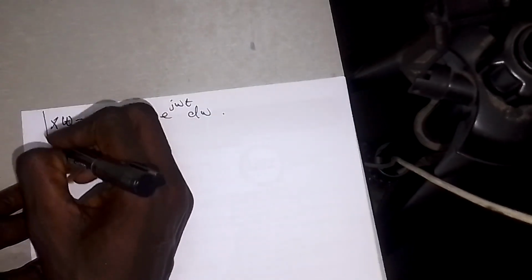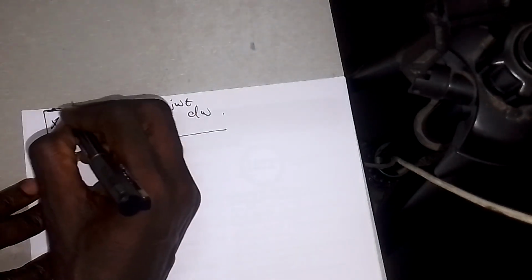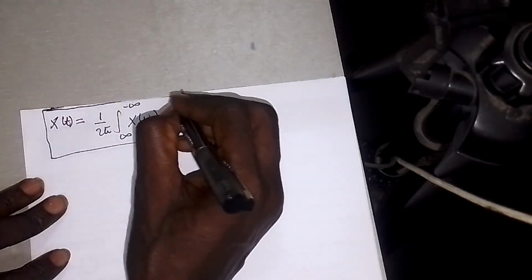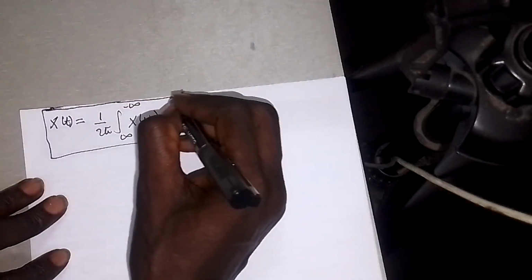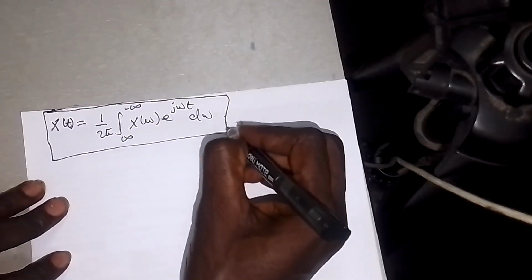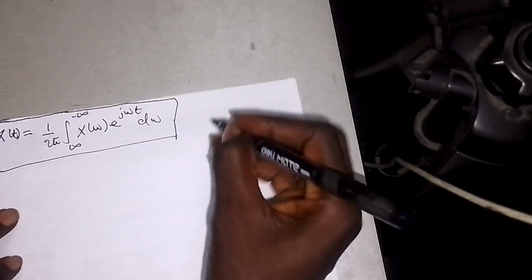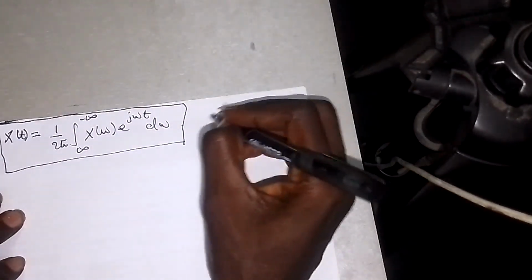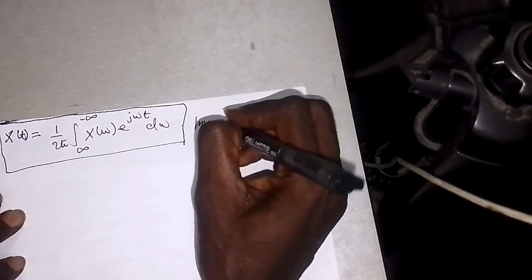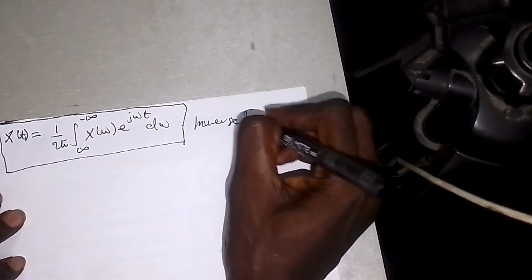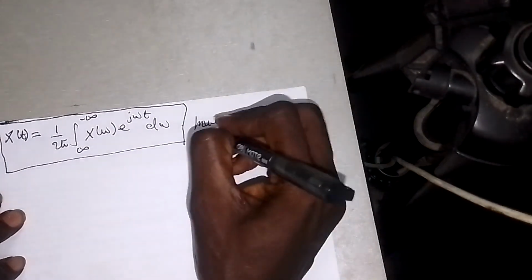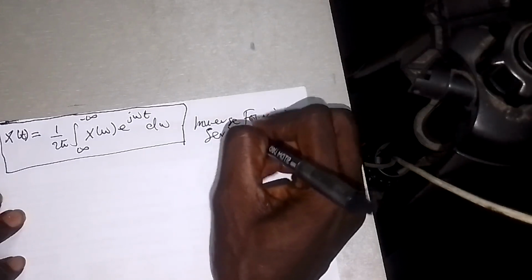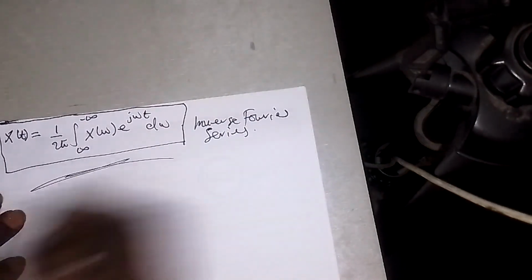So we have this formula, and this formula is called the inverse Fourier transform formula. That is the end of it.